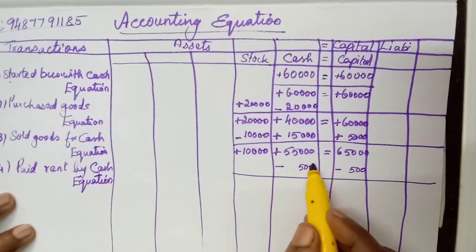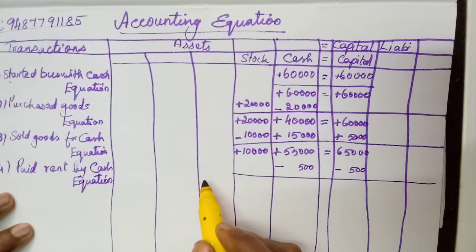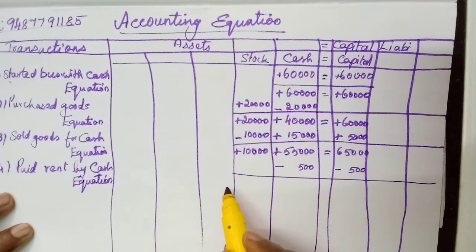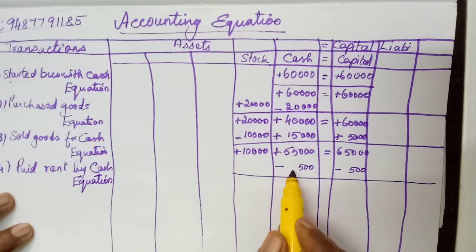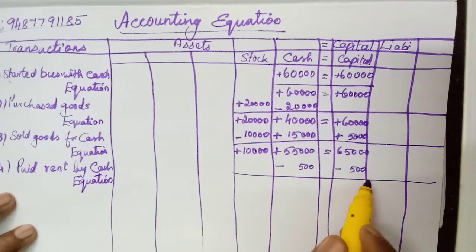Any expenses that we pay by cash will reduce the cash. If we pay by bank, it will reduce the bank, and it will reduce the capital. If we receive any income, it will increase the cash or bank, and it will increase the capital. That you should keep in mind.